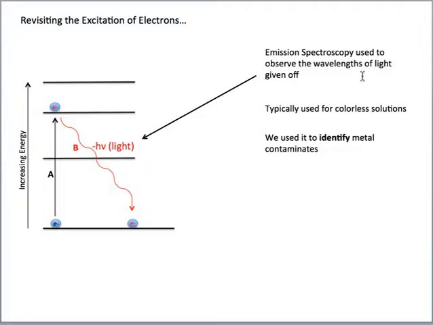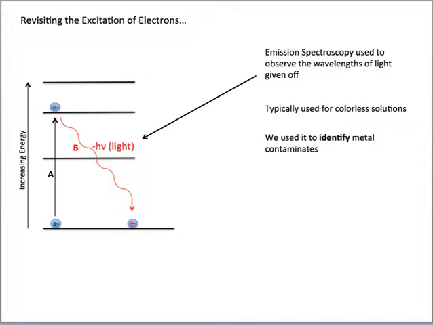Now, emission spectroscopy, as you might have noticed, is used typically for colorless solutions. All the solutions we used in experiment B were colorless. And we used this to identify metal contaminants that were present in solution. We were able to say, based on the emission signals, this is in solution, or this is in solution, or this is in solution.